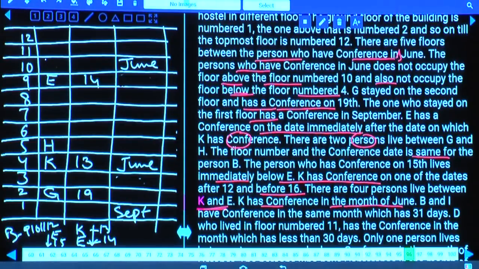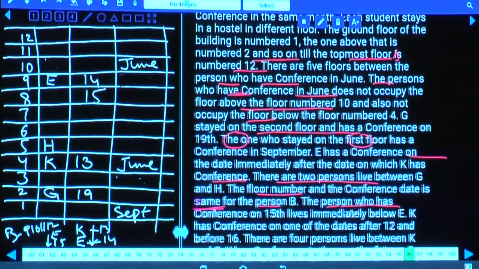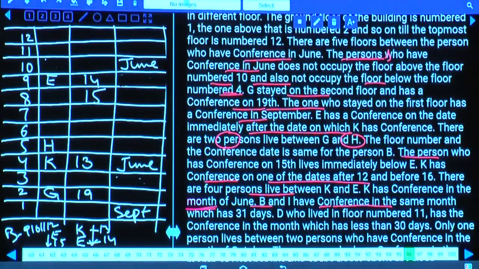14th, and what is the month? Not specified. Regarding month, nothing has been specified. And below this 14, and who should be there? 15 is there. Now we have taken this information, K, E, and 15, we have done with this. Then there are 4 floors between K and E.